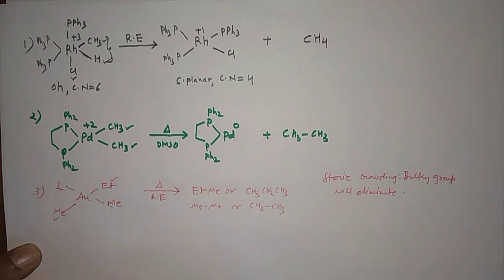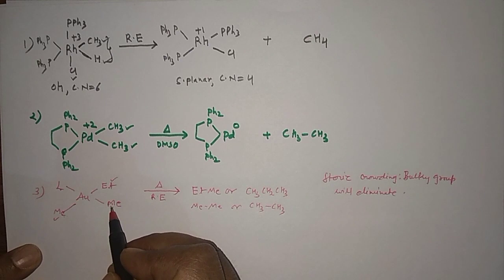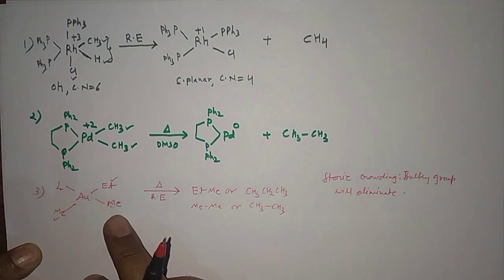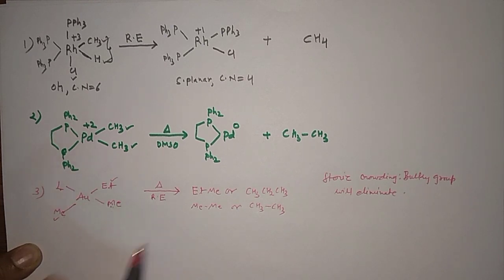CH3 and CH3. So whenever you do the reductive elimination, then you will eliminate the bulkier group first. This is something very, very important. This steric effect, or you see the crowding effect, right? Whenever the bulky groups are there, they will increase the rate of the reaction. They will facilitate the reaction.